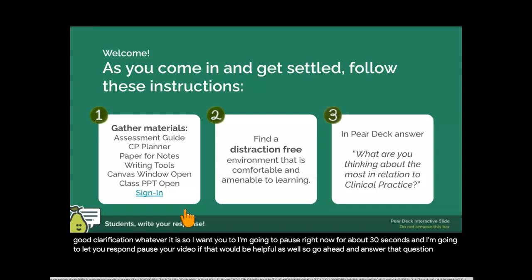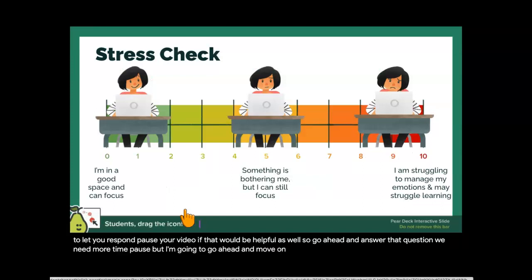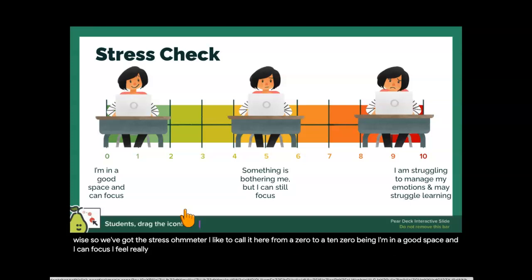All right, if you need more time, pause, but I'm going to go ahead and move on. So now let's also find out how you're doing stress-wise. So we've got the stressometer, I like to call it, here from a 0 to a 10, 0 being I'm in a good space and I can focus, I feel really good right now. All the way over to 10 in the red, I'm really struggling to manage my emotions and may struggle learning. And if that is you today, completely understand.